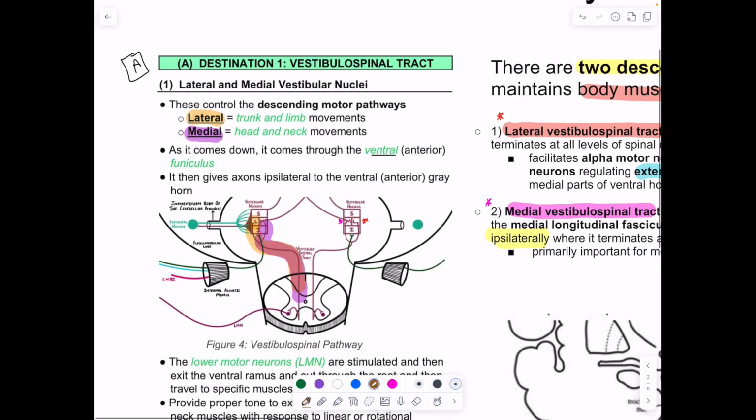So basically, we have actually 2 different tracts that are descending. Once we have our innervation come into the vestibular nucleus, from the vestibular system, it's going to send down a tract to the spinal cord. And so you're going to have a lateral vestibulospinal tract, LVST, and then you're going to have a medial vestibulospinal tract. The lateral one is going to control the limb and trunk movements, and then the medial one is going to control the head and neck movements.